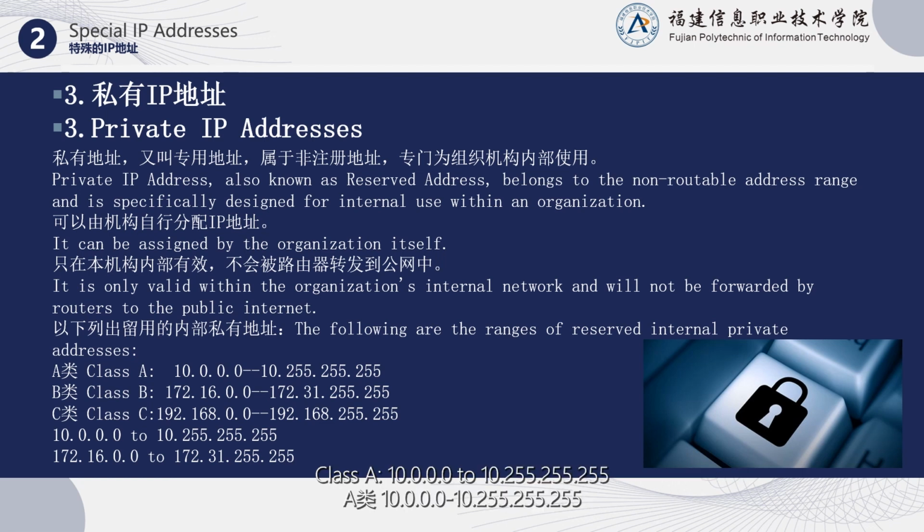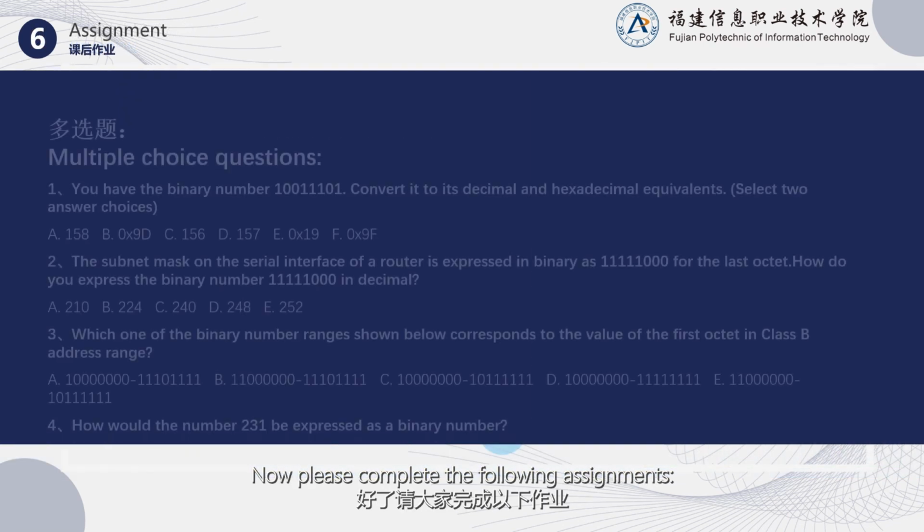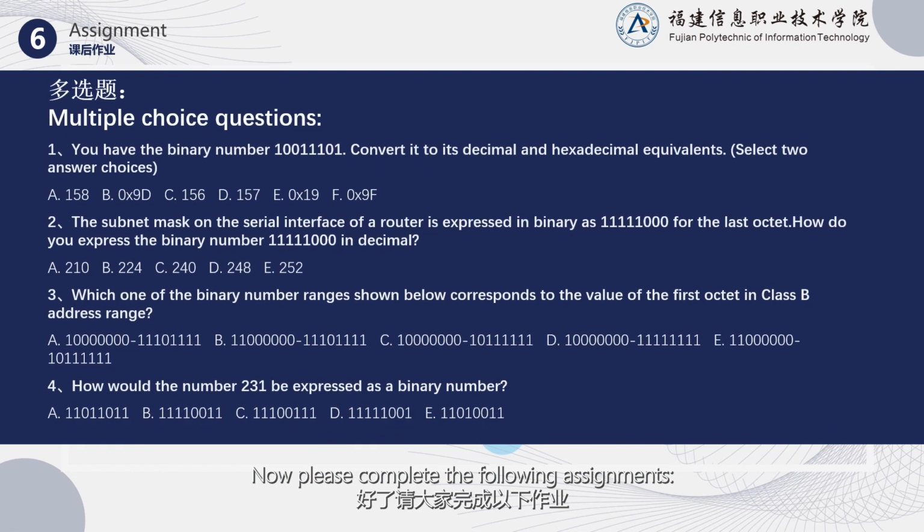Class A: 10.0.0.0 to 10.255.255.255. Class B: 172.16.0.0 to 172.31.255.255. Class C: 192.168.0.0 to 192.168.255.255. Now, please complete the following assignments.